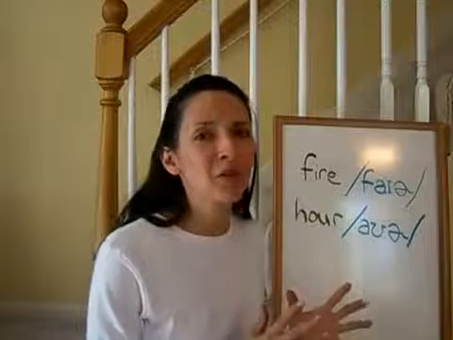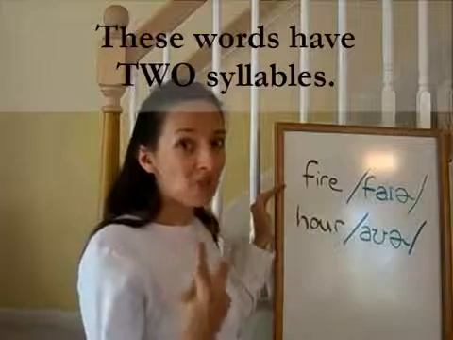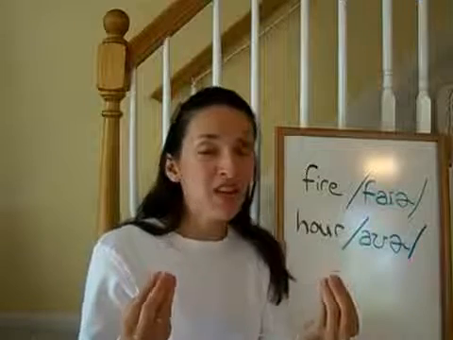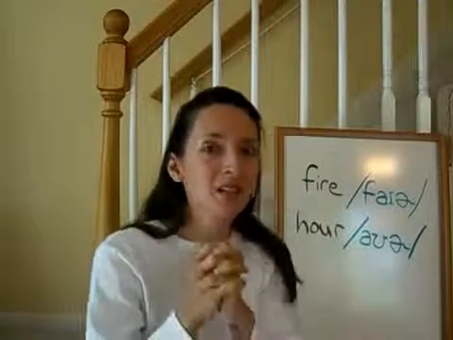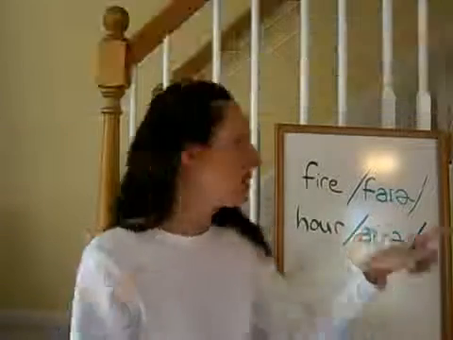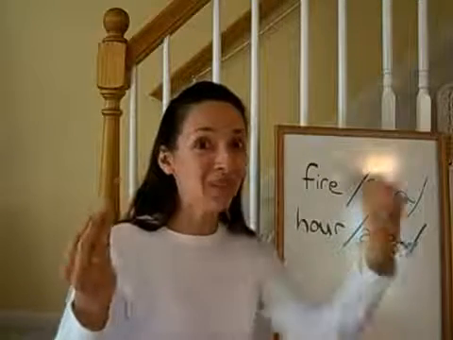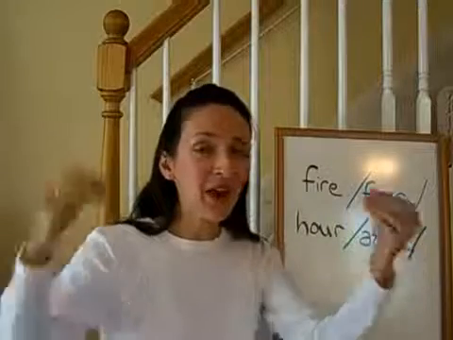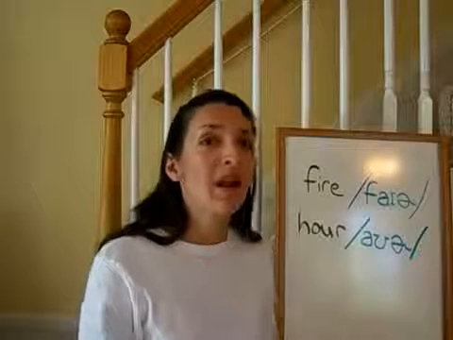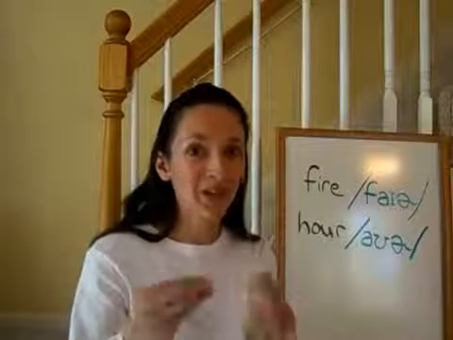This is a smaller group of words, but we need to talk about them because they're different. These words have 2 syllables: fire, hour. We have 2 vowel sounds, and there is a gliding, but there isn't a joining to make one vowel sound. The vowel sounds remain separate. Here, the first sound is eye. Eye combines with R: ire, ire. Here, the first vowel sound is ow. Ow combines with R: hour, hour, hour.